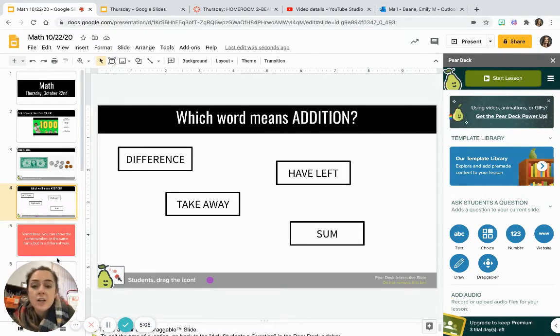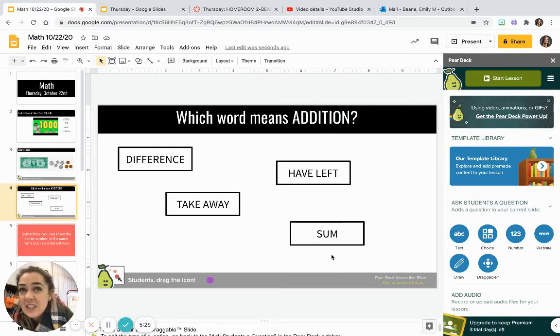But I want you to drag your dot. There's 4 words, only one of them means addition. So which one of these words, difference, takeaway, have left, and sum, would mean addition? Remember, we want to listen for those key words in story problems or word problems because they help us figure out what we need to do to solve it.